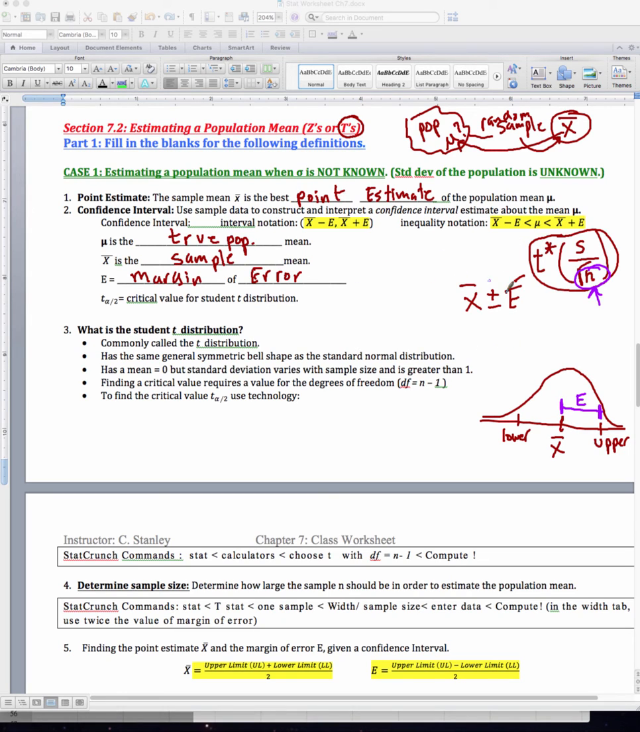Okay, this T star is this, which I'll show you guys how to use. It's very similar to what we did earlier. Okay, what is the student T?